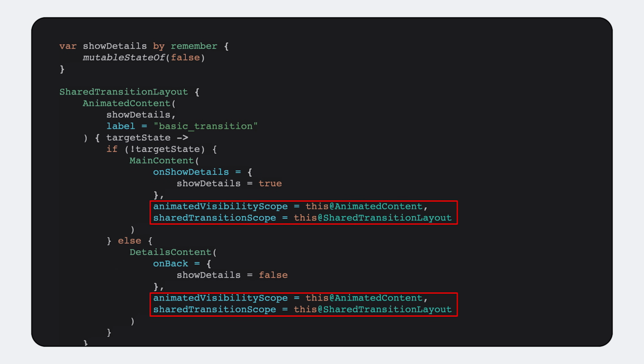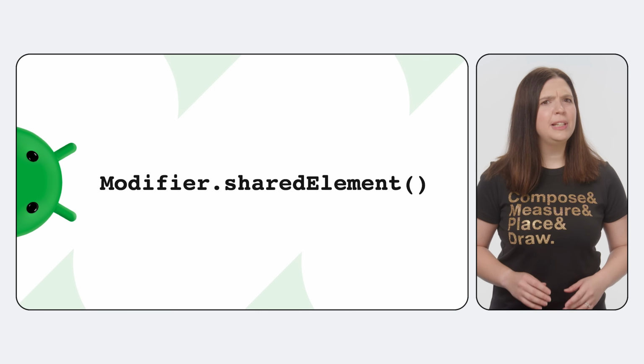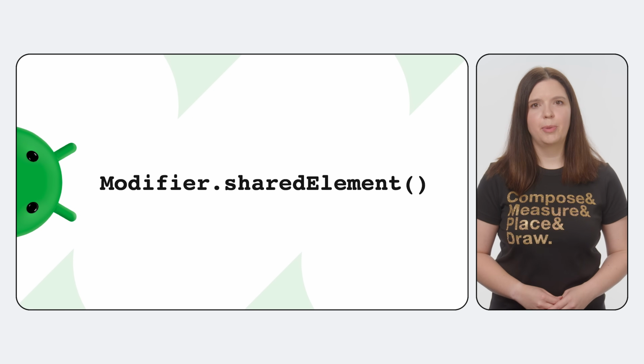The next step is that we need to pass these two scopes to our main content and our details content, as they'll be used to gain access to the shared element modifiers. If you have a large application, you should use composition locals to store these scopes to avoid having to pass it very far down your layout hierarchy. Okay, so the plumbing is set up for our shared elements, but we also need to tag the individual items, which brings us to looking into the shared element modifier.